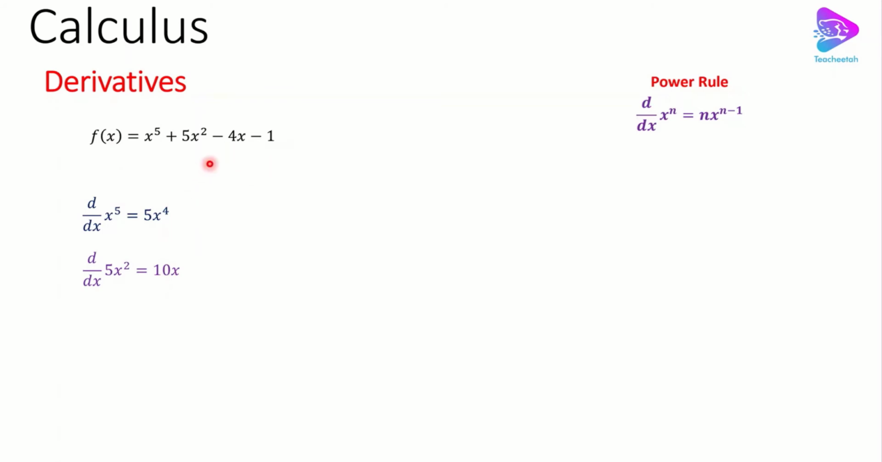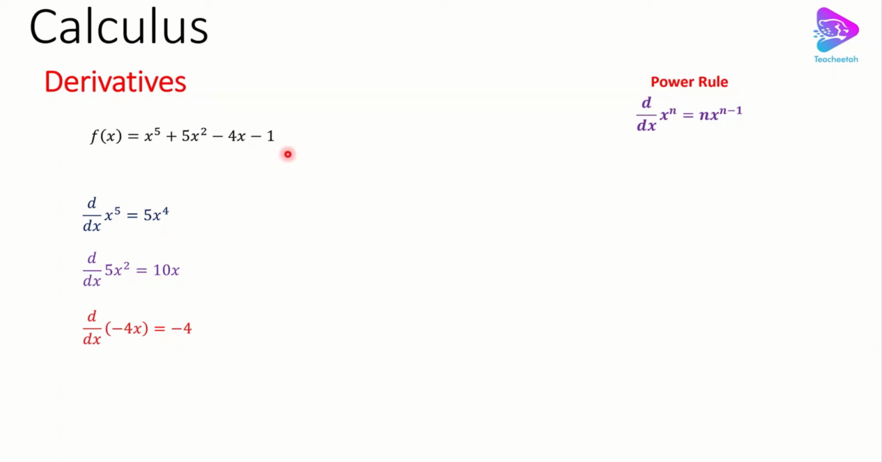Let's look at the third term, which is minus 4x. For minus 4x, this x actually has the power of 1, and if we bring this power to the front, it's going to be multiplied by minus 4, and if we reduce the power of 1 by 1, it's going to be 0. x to the power of 0 is actually 1, so the answer at the end is going to be minus 4.